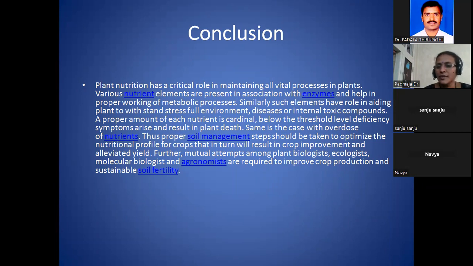So these nutrients play a very, very important role. Without knowing the soil profile or without soil management, even if we invest more money, there won't be any use. So these nutrients play a very important role in plant growth, and related to nutrients, we can expect one question from this point.